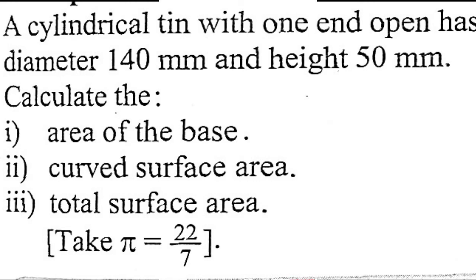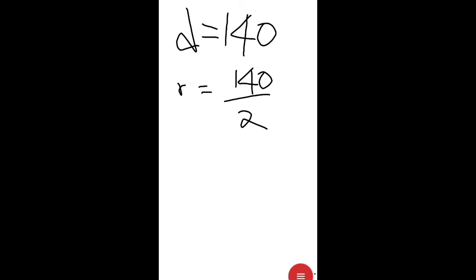A cylindrical tin with one end open has diameter 140 millimeters and height 50 millimeters. The cylinder has a diameter of 140 millimeters. We need to divide that by 2 in order to get our radius. So that should give me 70 millimeters. Now, after getting the 70 millimeters, we can go ahead and find the area of the base, because we know the area.